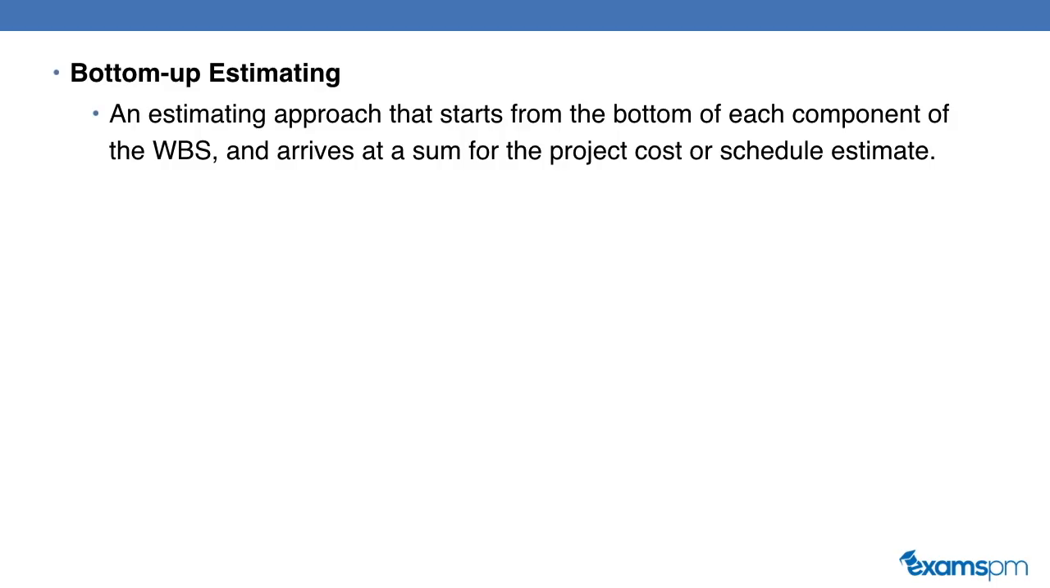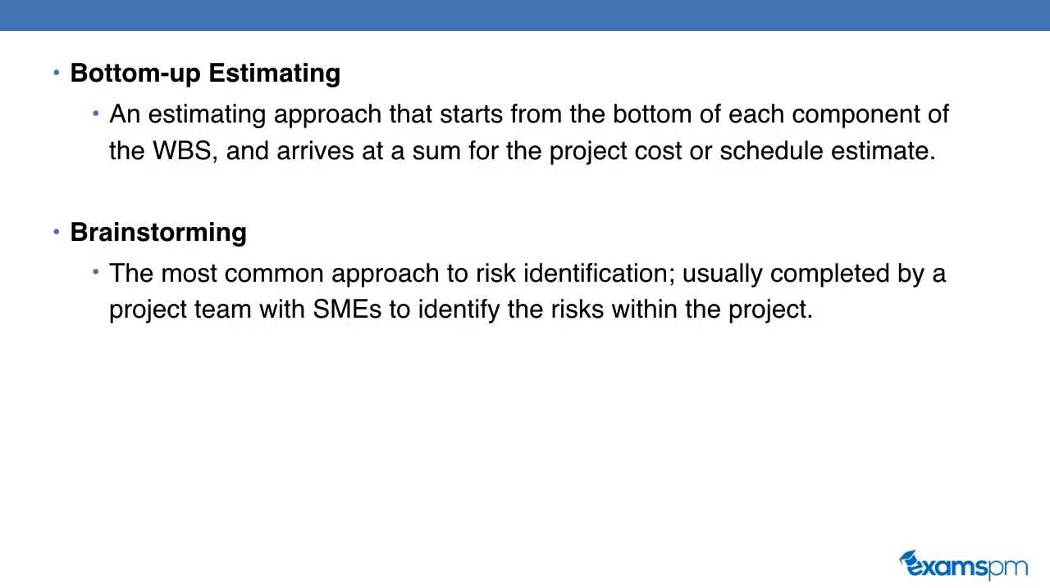Bottom-up estimating. This is an estimation approach that starts from the bottom of each component of your work breakdown structure and arrives at the sum of your project cost or your project schedule estimates. Brainstorming. This is the most common approach to risk identification, usually completed by the project team with the help of subject matter experts to identify risk throughout the project.